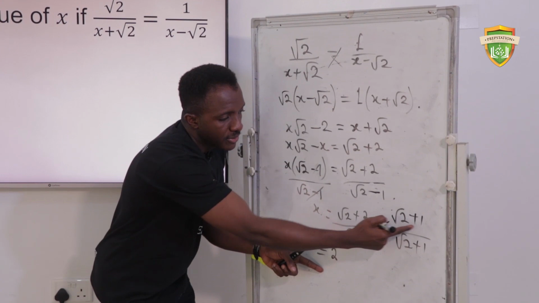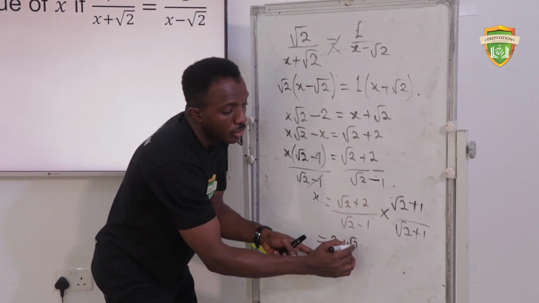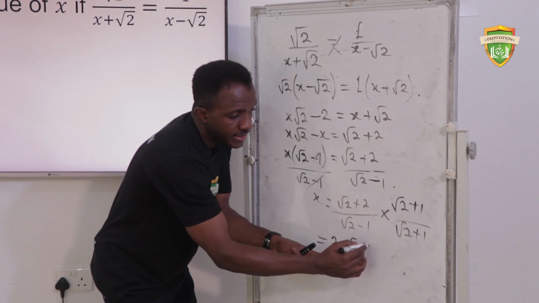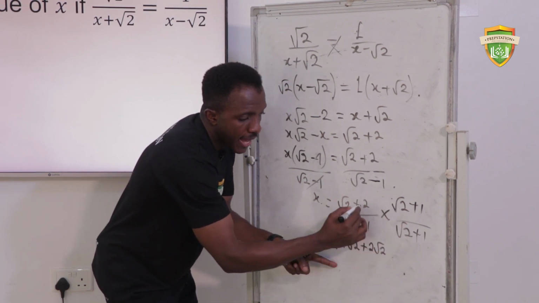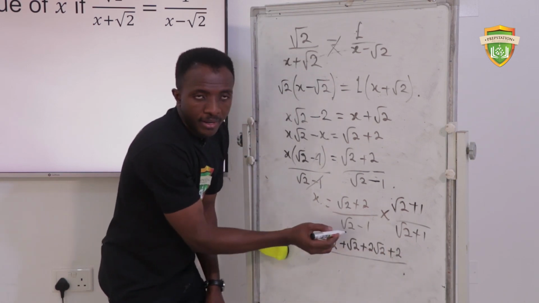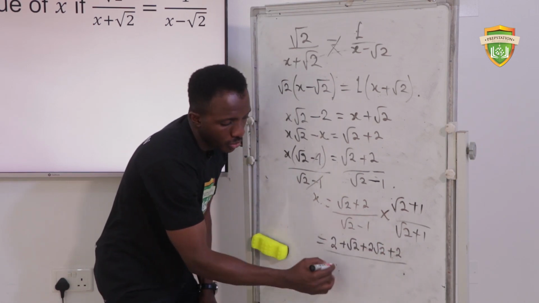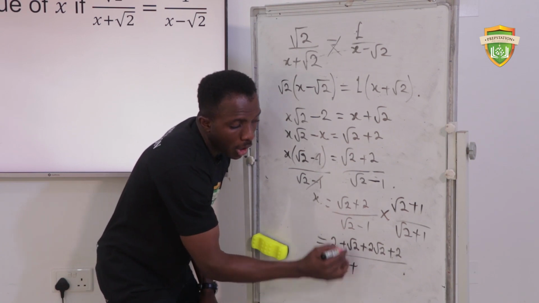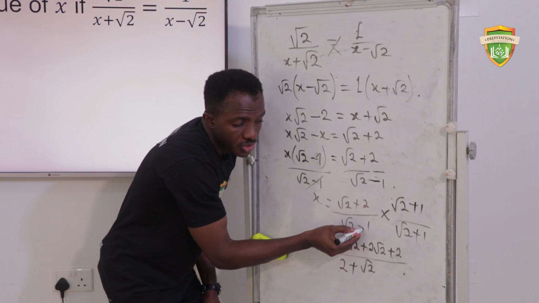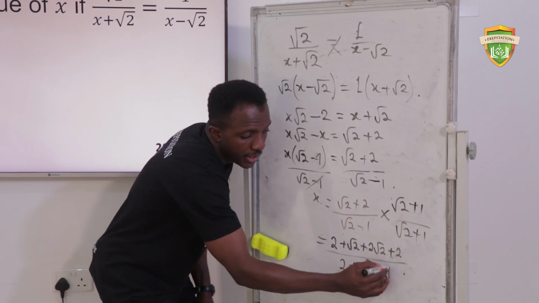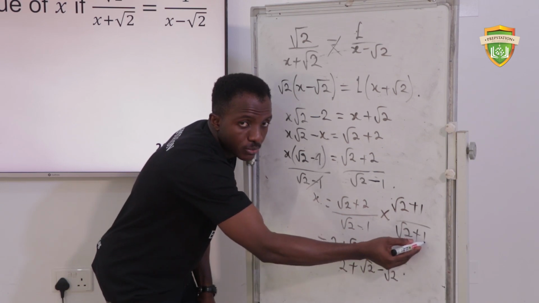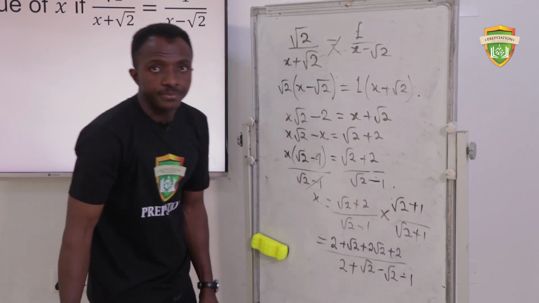Root 2 times 1 is 2. 2 times root 2 is 2 root 2. And 2 times 1 is 2. Over root 2 times root 2 is 2. Plus root 2 times 1 is root 2. Minus 1 times root 2 is minus root 2. Minus 1 times 1 is minus 1.